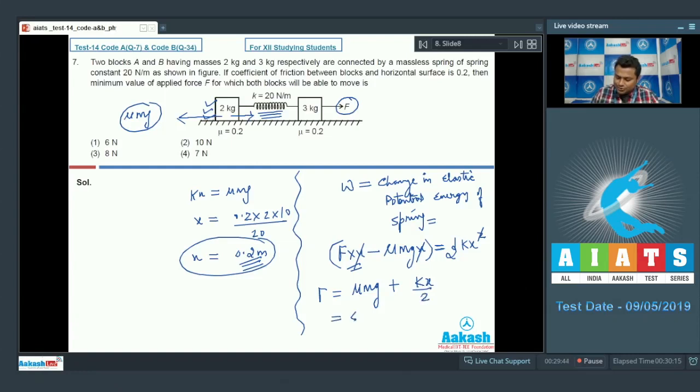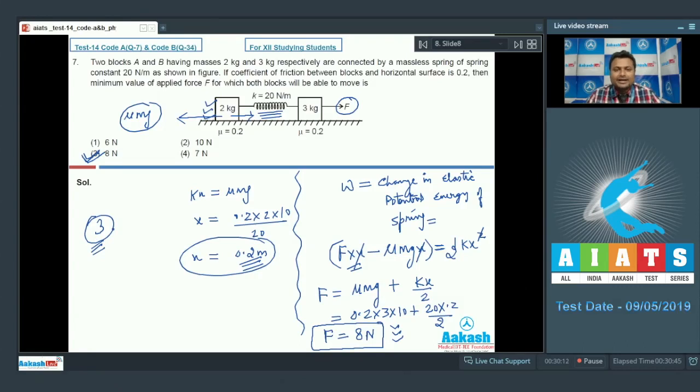Putting the values, mu 0.2, mass 3, gravity 10, plus k 20 into 0.2, divided by 2. After solving, this net force or applied force comes to 8 Newton. So the block will just start to move if the applied force is 8 Newton. We will go on with option number 3, which is absolutely correct.